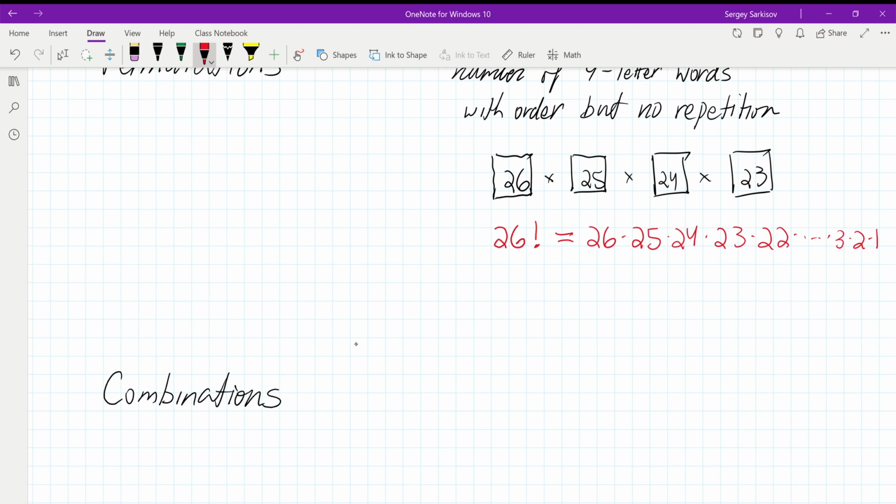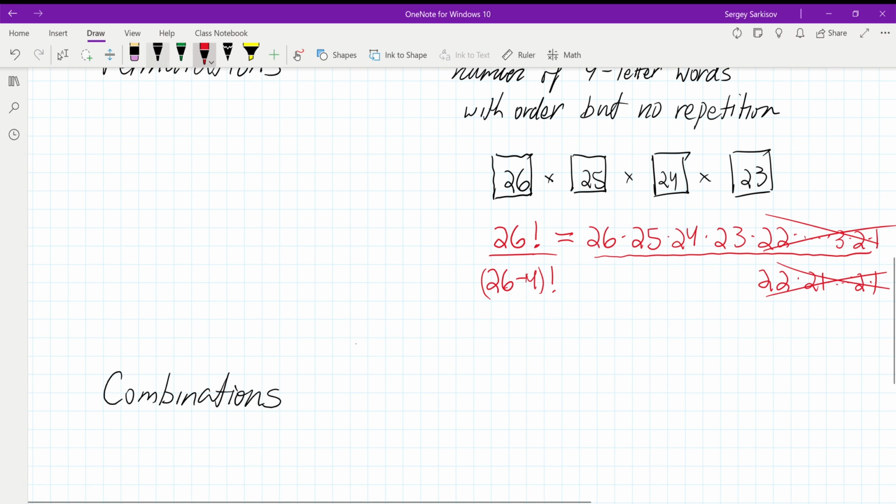And then how do we get rid of the rest, because we don't have that in our product? What we do is divide by 26 minus 4 factorial, because we're doing 4-letter words and wanted 4 numbers left. That's 22 factorial, which is 22 times 21 times down to 2 times 1. This cancels, and so we're left with the permutation.